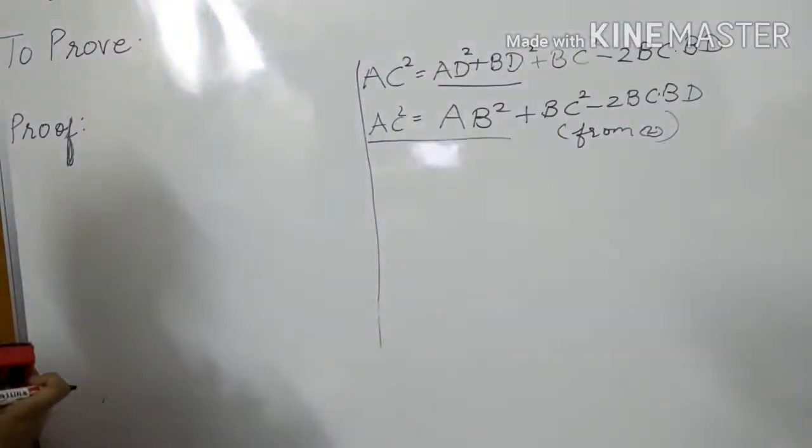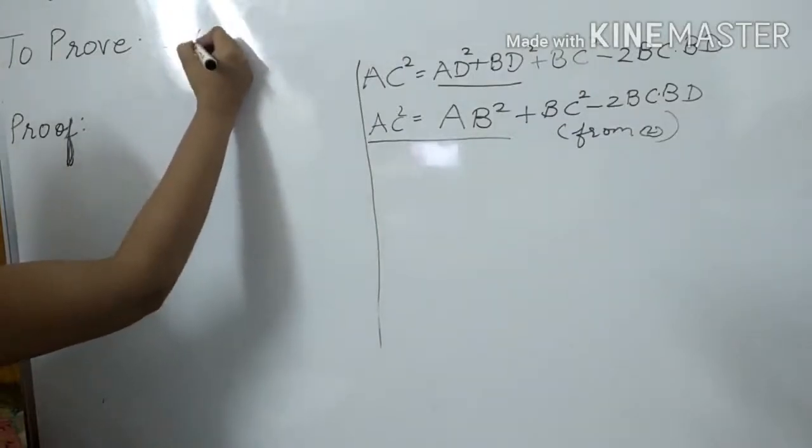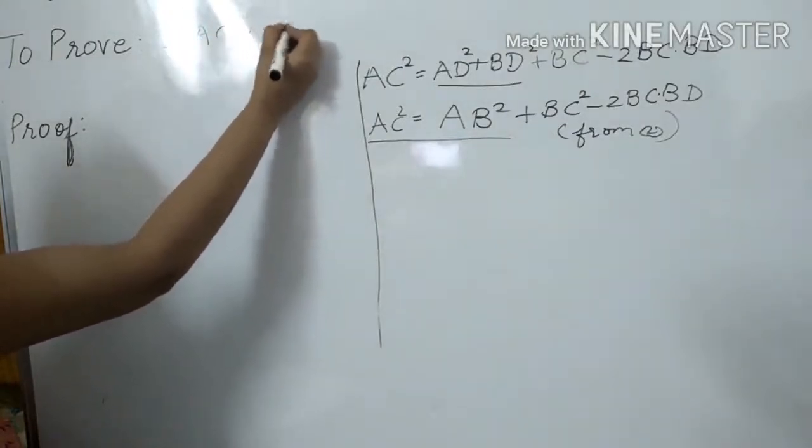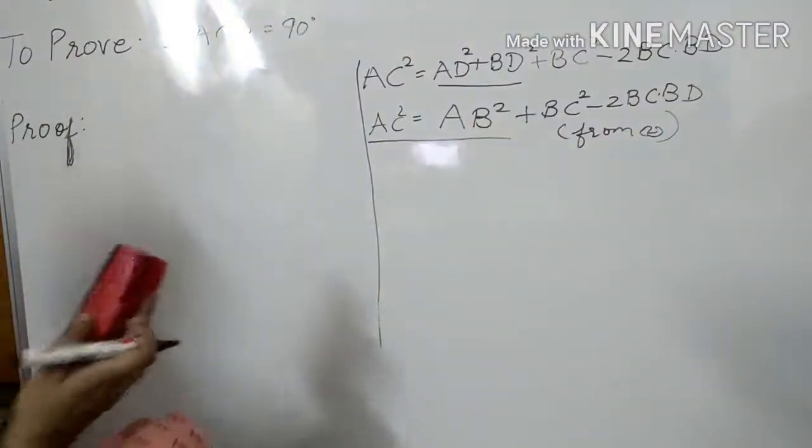Now, we will start with the to prove part. What we want to prove? Angle ACD is equal to 90 degrees. So, we will write our proof. I am removing this also.